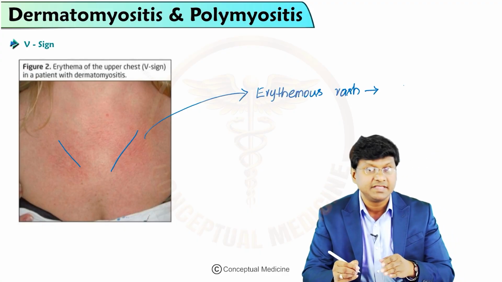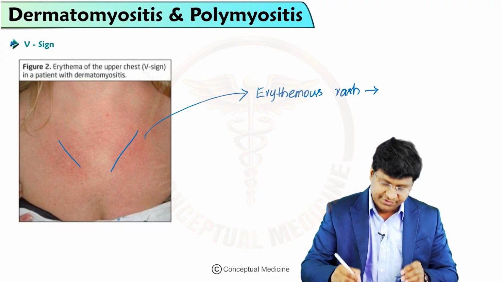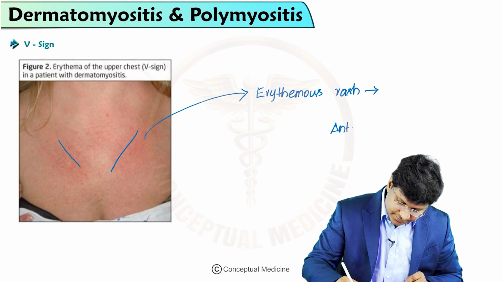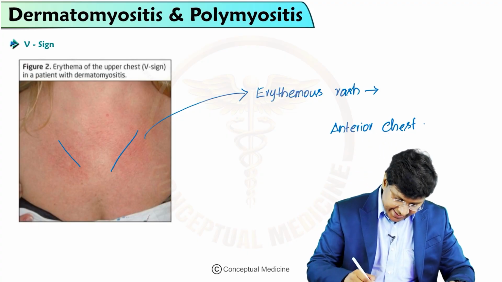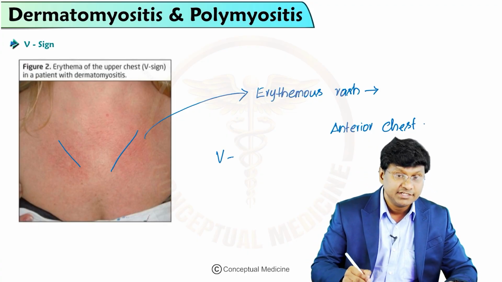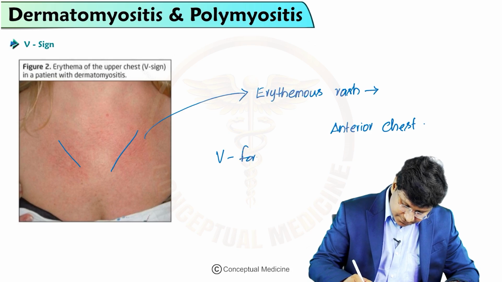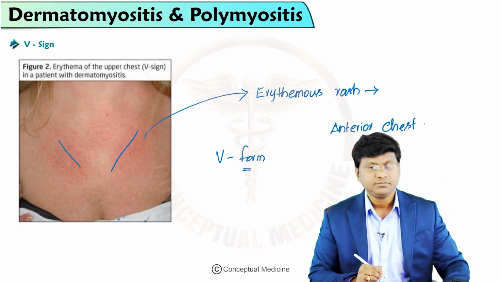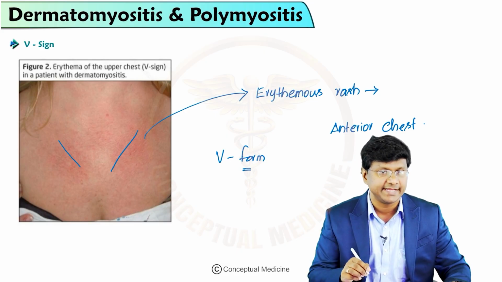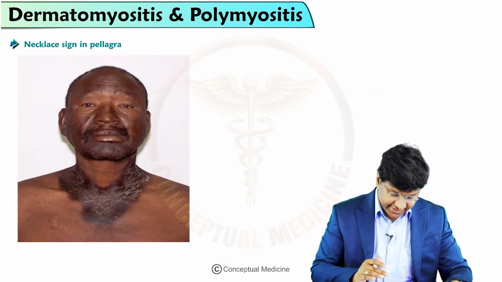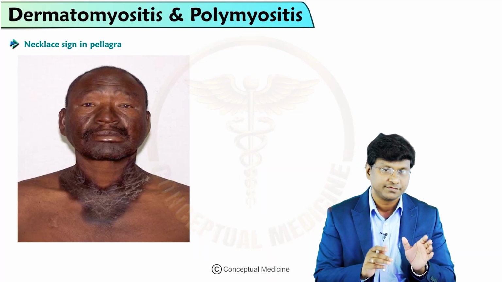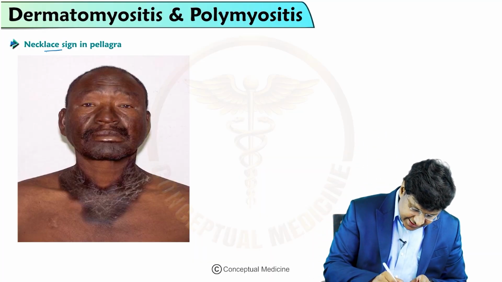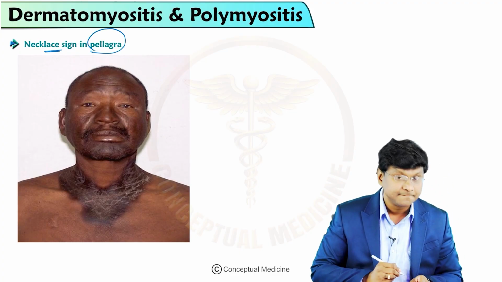right? You also have the erythematous rash over other body surfaces such as the anterior chest, right? And what is the shape of it? It is V form, right? It is V form or it is called V sign. Then you take this V form or V sign, you have a differential diagnosis of this, and that is nothing but the necklace sign in pellagra, right?